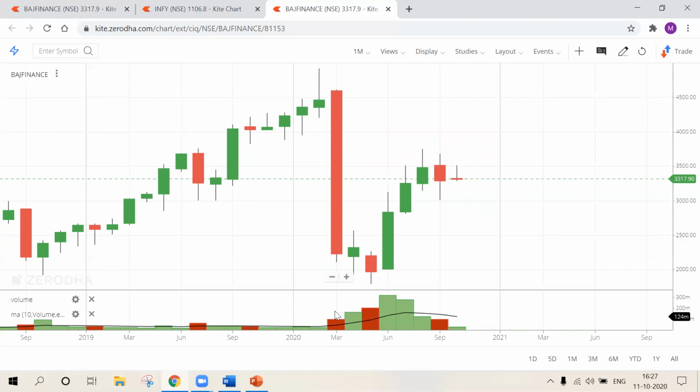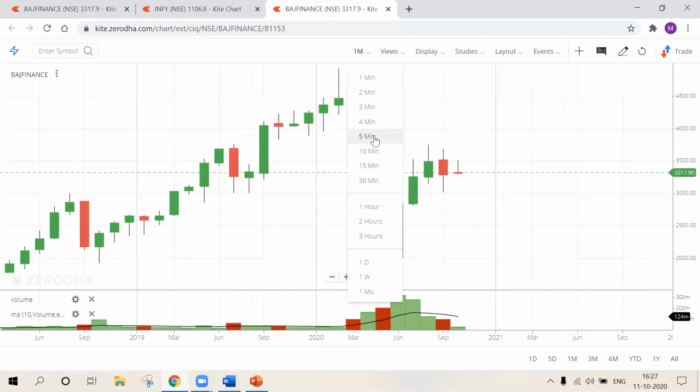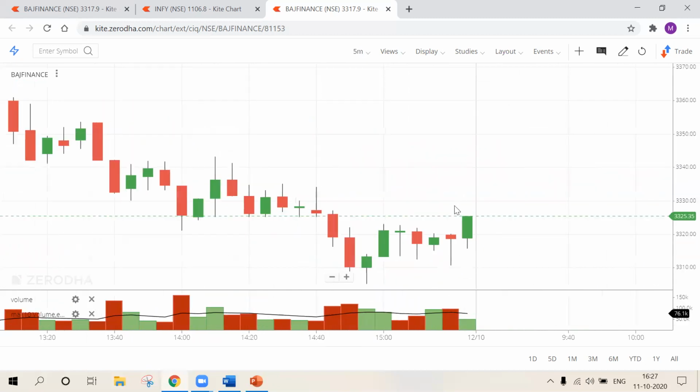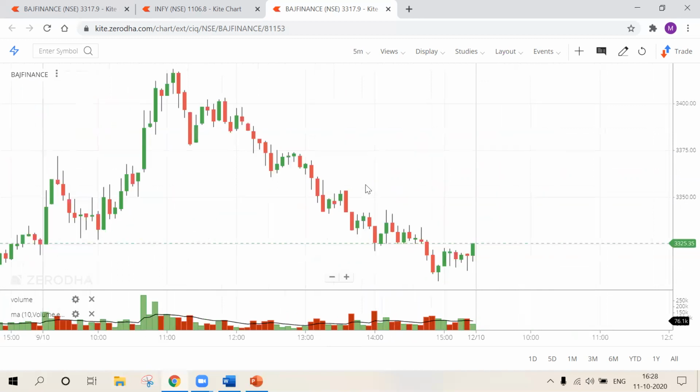This is a huge candle that is formed in March, and each candle will be of 1 month. If I select the 1 month time frame, each candle is one month. If I select 5 minutes, each candle will be formed in 5 minutes. And here comes the important thing.